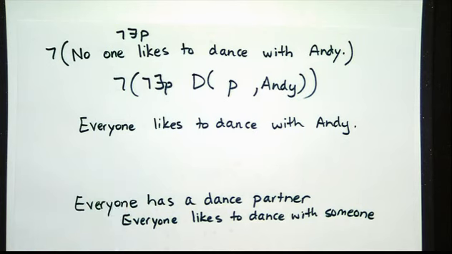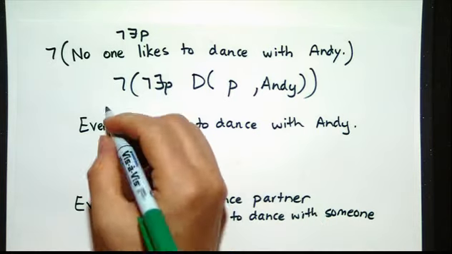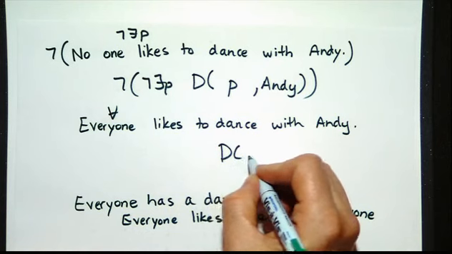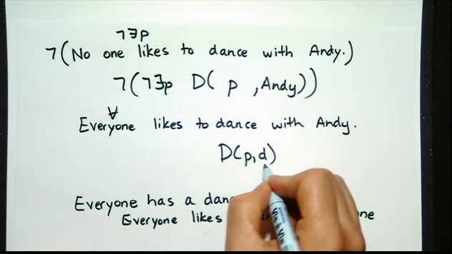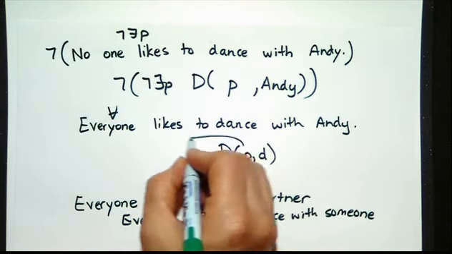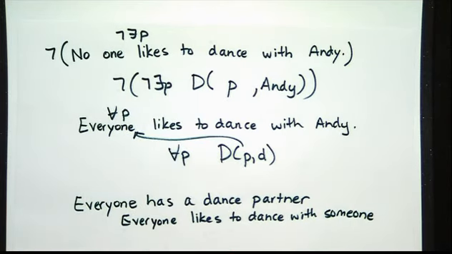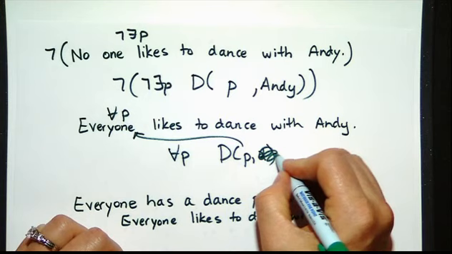All right, next one. Everyone likes to dance with Andy. So this is a for all, right? And Andy's already quantified, so I can do D, PD, and this variable is the people doing the liking, so that's P. So this is for all P, D, PD. And D is not right. That should be Andy.